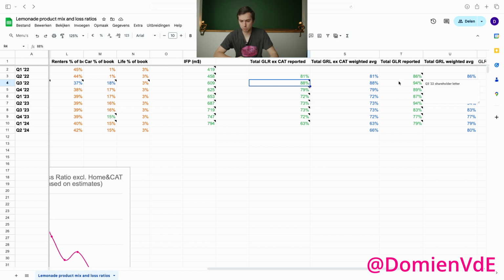And of course, we also know their loss ratio. This was reported at the time, it was 94%. So 88 without the catastrophic events and then 94% with the catastrophic events. Now, the total gross loss ratio is basically a weighted average of all the loss ratios for their separate lines of business, right? So here in the column right next to it, I calculated this weighted average.